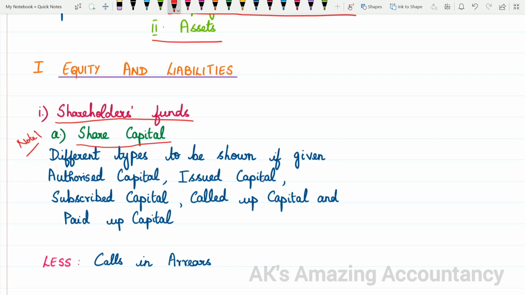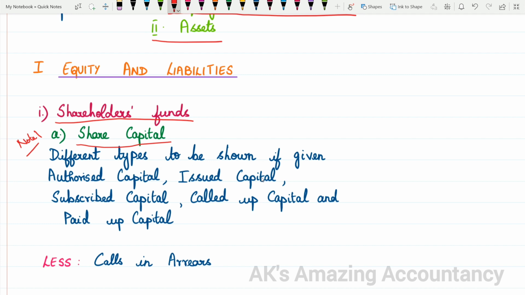So under this, if you're given different types of capital in the problem, you will have to mention those types. So as you know, you have authorized capital, issued capital, subscribed capital, called up capital, and paid up capital. Okay. So if you are given these different types of capital, that you will be mentioning. But in most of the problems, all these types may not be available.